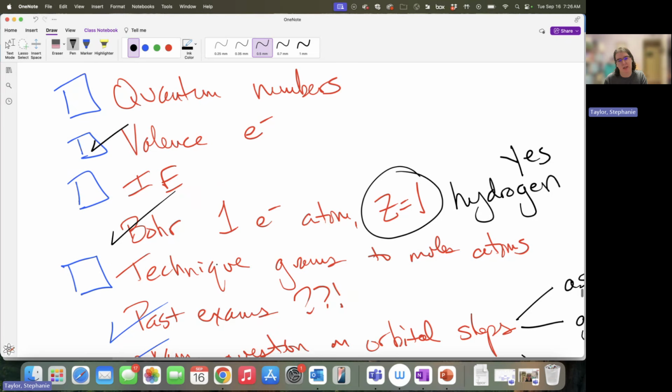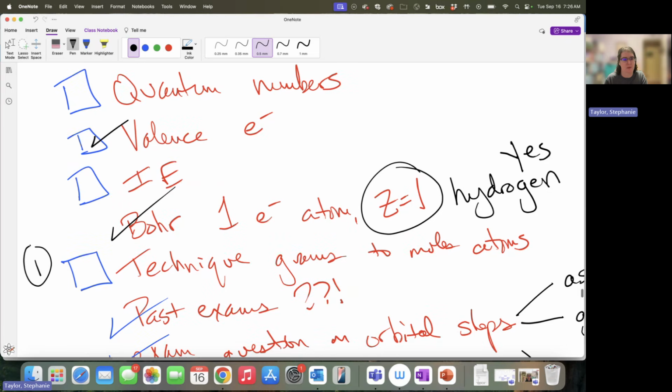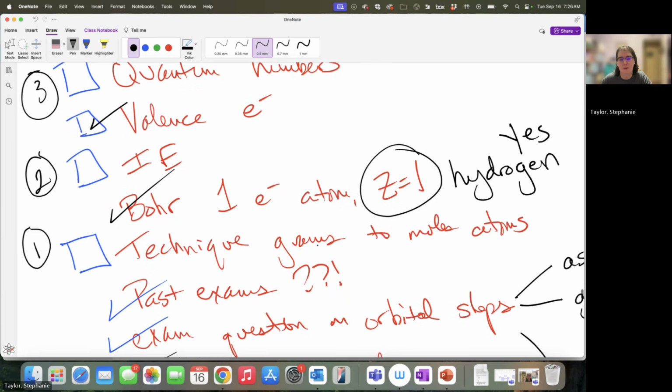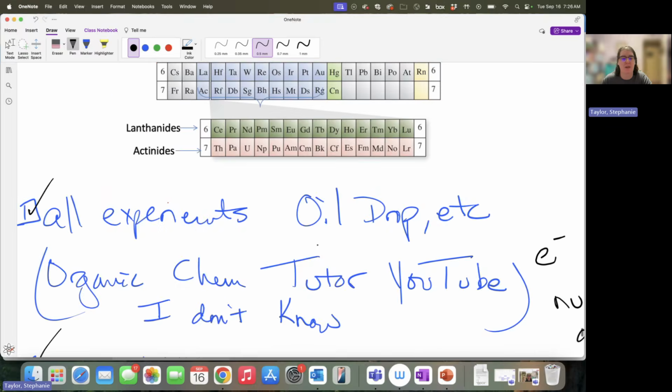Let's go ahead and do the technique. We'll do this one first, and then I'll figure out the order: probably ionization energy, and then probably quantum numbers, and then miscellaneous stuff from my classes, because I had a couple of questions in there that I definitely want to touch on. Anyway, techniques to go from grams to moles to atoms, and especially how you know.